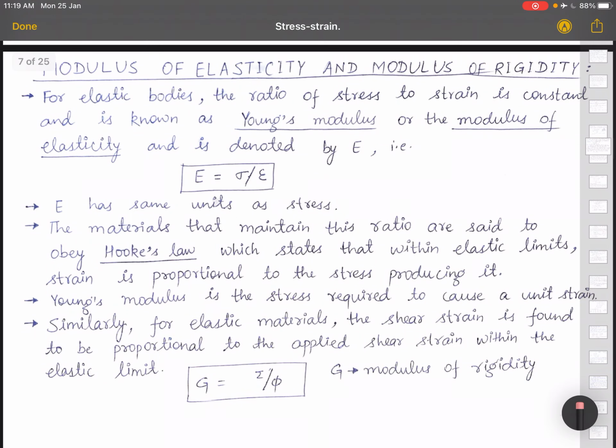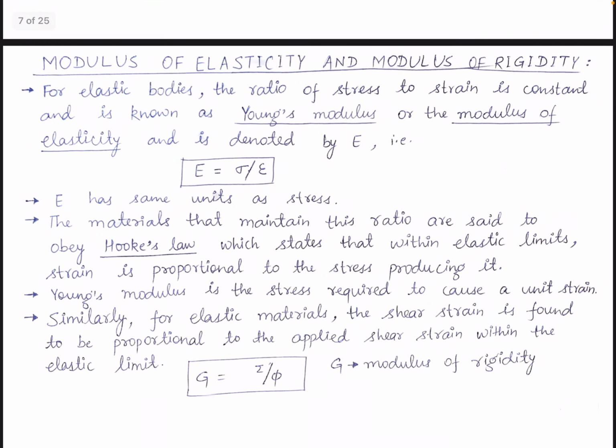Now let me explain to you the various moduli. The first one is the modulus of elasticity, and the second is the modulus of rigidity. For elastic bodies, the ratio of stress to strain is constant and is known as Young's modulus or the modulus of elasticity.